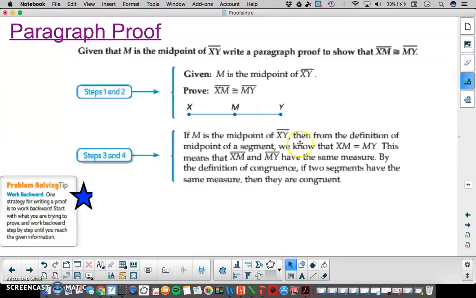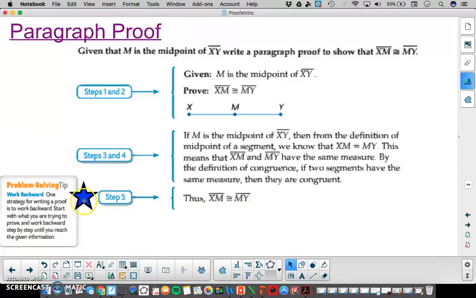Notice that we made that statement and then we provided that reason with the definition. By the definition of congruence, there's your reason. If two segments have the same measure, then they are congruent. So our reason is the definition of congruence, and our statement is if they have the same measure, then they're congruent. So those are our steps 3 and 4 to provide that evidence, linking those statements together. And step 5 is to restate our conclusion that XM is congruent to MY.